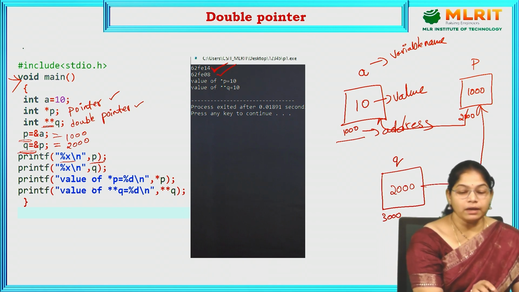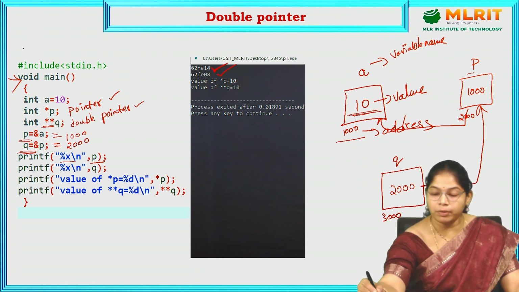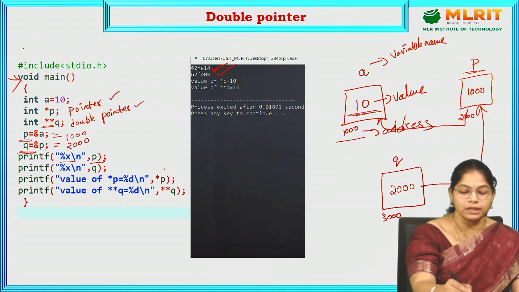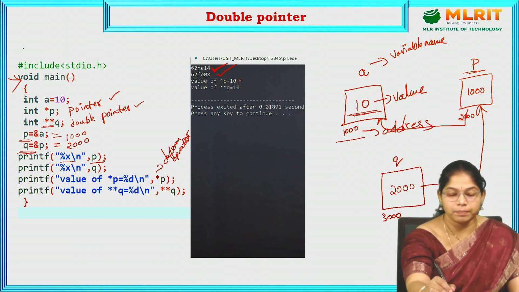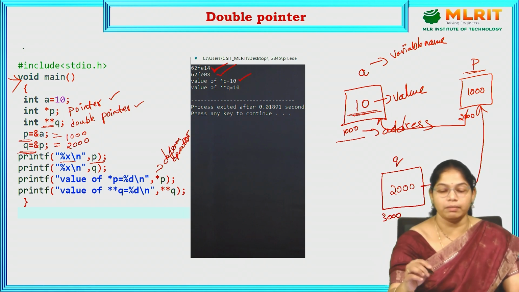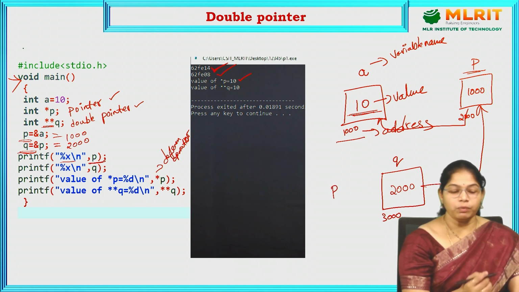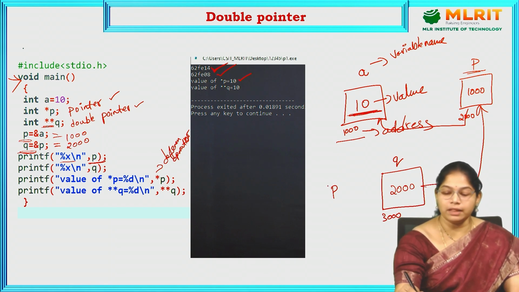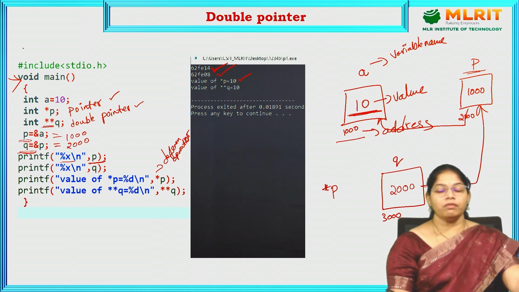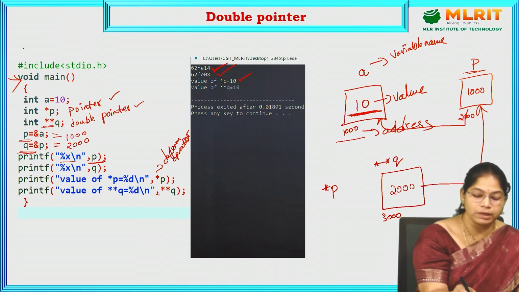If I want to print a value using the pointer, to access the value 10 using the pointer variable, then we have to use asterisk p, where this asterisk is the dereference operator. Then we can print the value which is stored in the variable a. If we use only p, it will print the address. If I want to access the value 10 using the pointer, we have to use star p. If I want to print this value using q, then we have to use double asterisk q.